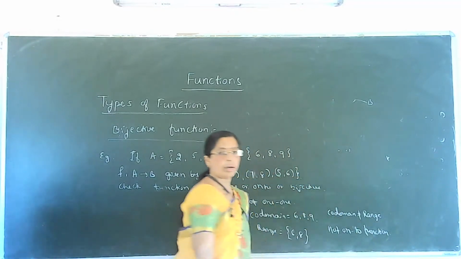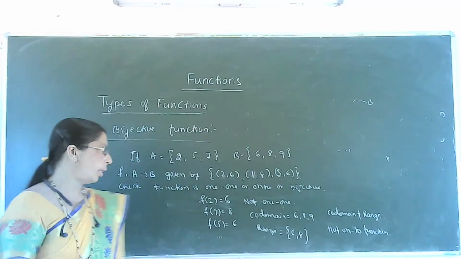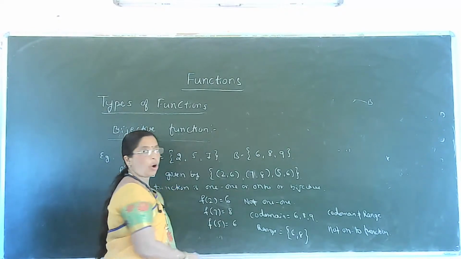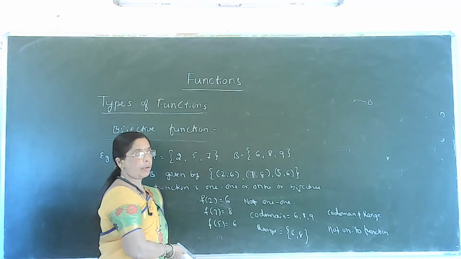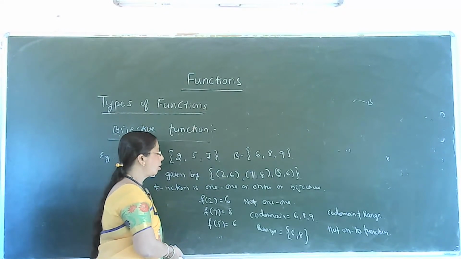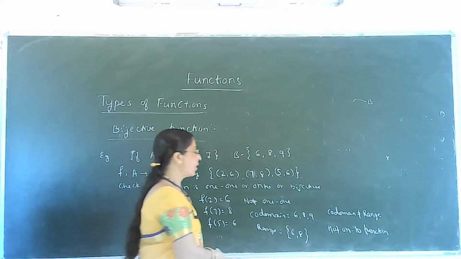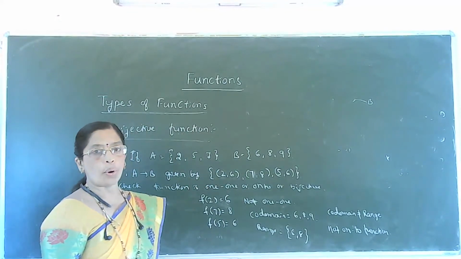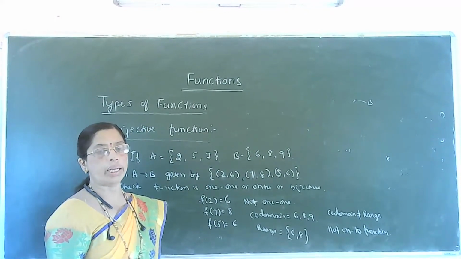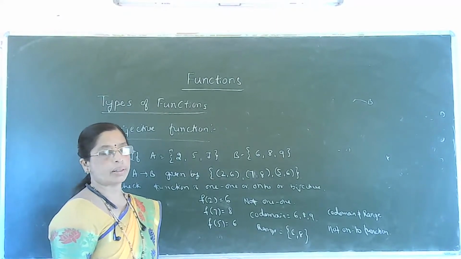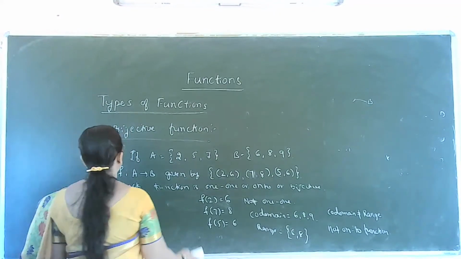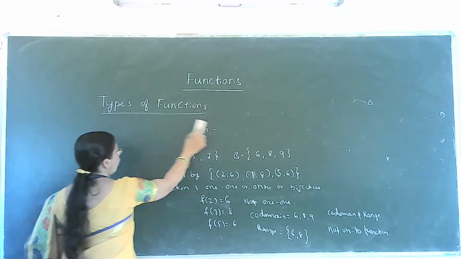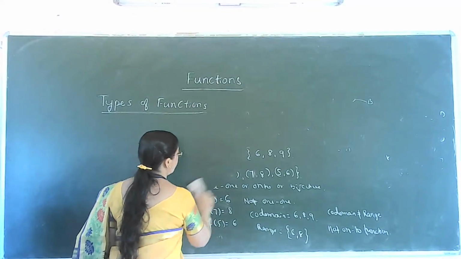Like this, you check whether the function is one-one or onto. First, whether the images are separate or not: for a one-one function, every element has a separate image. And second, for an onto function, the codomain is equal to the range, the images. You check these two conditions, then you justify whether it is bijective, injective or surjective.